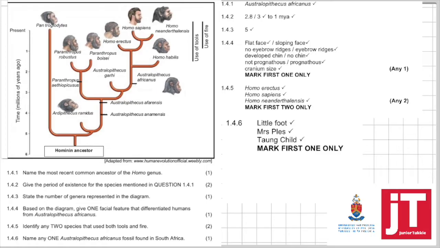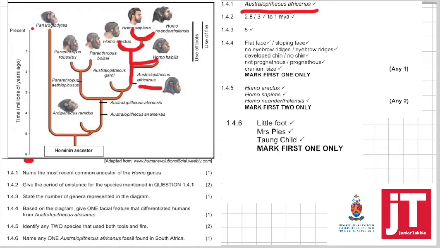This is a phylogenetic tree, and there are a whole lot of questions based on it, but make sure you read the phylogenetic tree carefully. From here, there's 6 million years to present. 1.4.1. Name the most recent common ancestor of the Homo genus. So you look for the Homo, and here they are. Now we look for the most recent common ancestor. So we follow, and there we are, Australopithecus africanus.